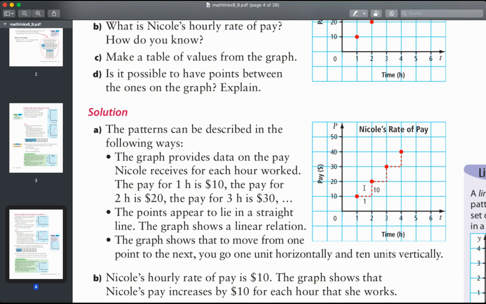So if you work a half hour, you don't get paid. You have to work the full 2 hours. But it seems likely that you could get paid for a half hour's worth of work as well. So it is possible to have some points in between here, but it wouldn't be all filled in. In other words, we couldn't work 3 minutes into the next hour and figure that out. Anyway, hopefully these examples help you get an understanding of linear relations, how to graph them, and table of values.